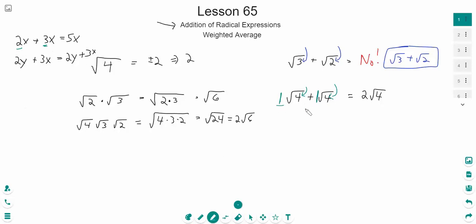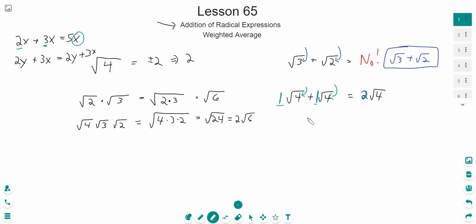So we add the 1 plus the 1. That's going to give us this 2. That is where this 2 came from. And then we have the square root of 4. Well, the square root of 4 is the same thing as this x that we treated over here. So remember how to add variables, and you can easily add roots.